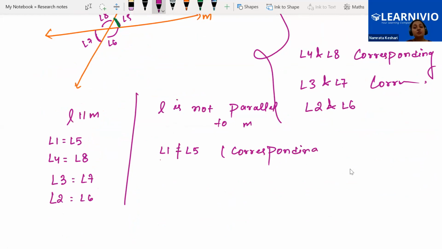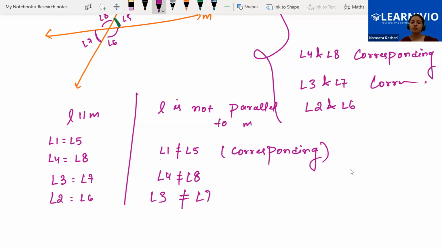Few students misunderstood that we can only use the terminology corresponding angle when we are having parallel line. No. Whenever we are having two lines cut by a transversal, even if those are parallel lines or not parallel lines, doesn't matter, we are having pair of corresponding angle. Now, if parallel line is there, then those corresponding angle will be same. If not parallel lines are there, then still 1 and 5 are corresponding angle, but this time it will not be same.